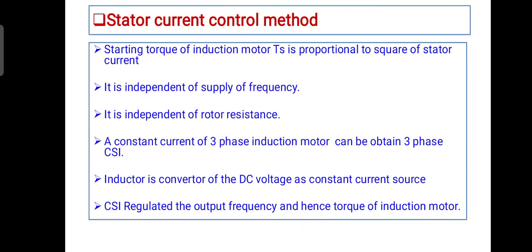Then the stator current control method. Starting torque of an induction motor Ts is proportional to the square of the stator current. It is independent of the supply frequency. It is dependent on the rotor resistance. A constant current for a three-phase induction motor can be obtained from a three-phase current source inverter. Inverters convert the DC voltage into a constant current source. The current source inverter regulates the output frequency of the induction motor. These all are stator current control of speed control of induction motor.